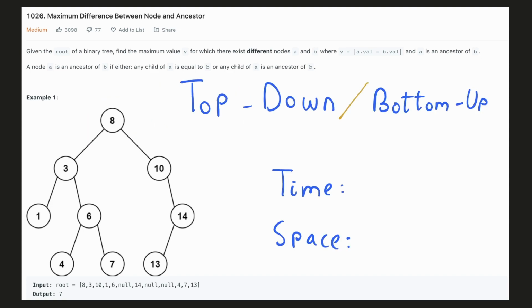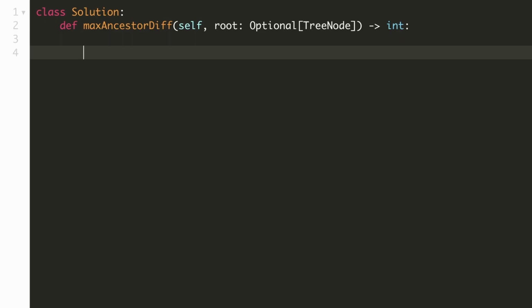The time complexity of both these approaches would be O of n because we have to go through all the nodes once. And the space complexity would be O of n stack memory because of the recursive call stack. Let's implement both these solutions. Let's start with the bottom-up approach.